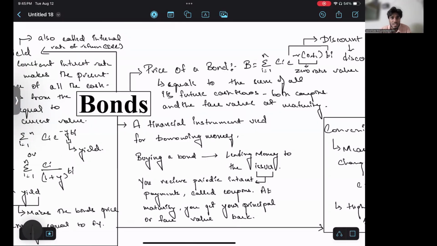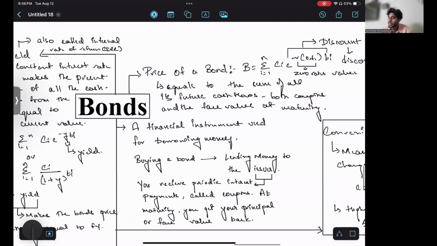A bond is simply a financial instrument used for borrowing money. When you buy a bond, you're essentially lending money to an issuer, like the government or a corporation. In return, you receive periodic interest payments, commonly called coupons. And at maturity, you get your principal or face value back. The two most important dates are when you receive the coupons and when the final maturity is paid to you.